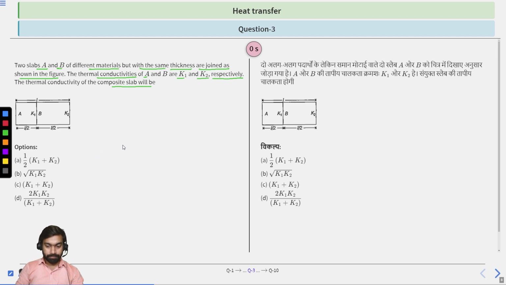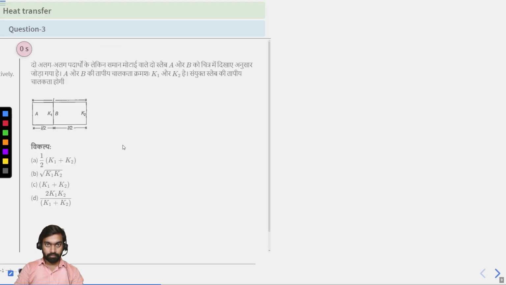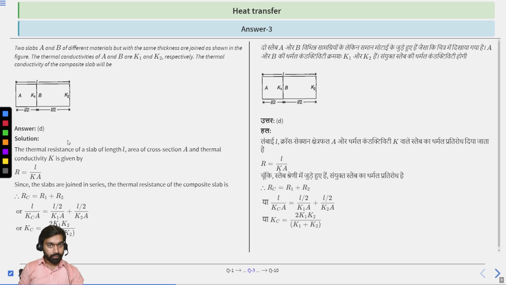Let's find a solution. These are two slabs, A and B, of different materials, with thermal conductivities K1 and K2 respectively, as given in the question. So we can calculate the thermal conductivity of the joint block.